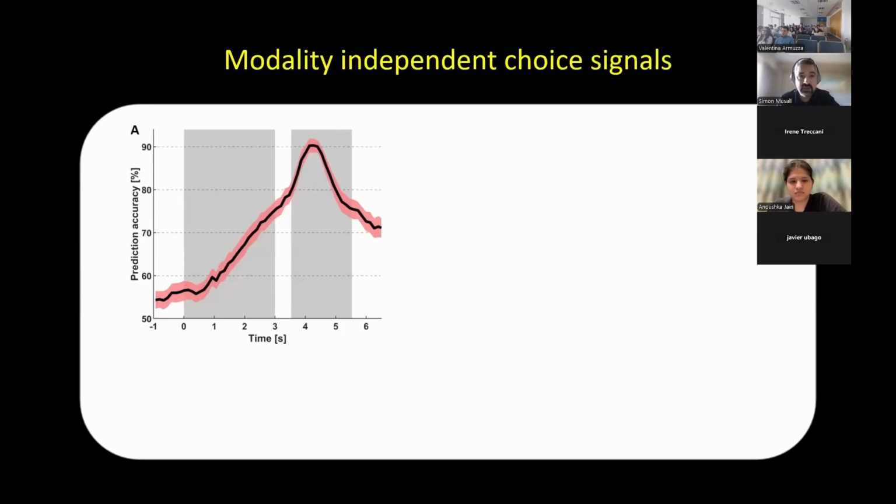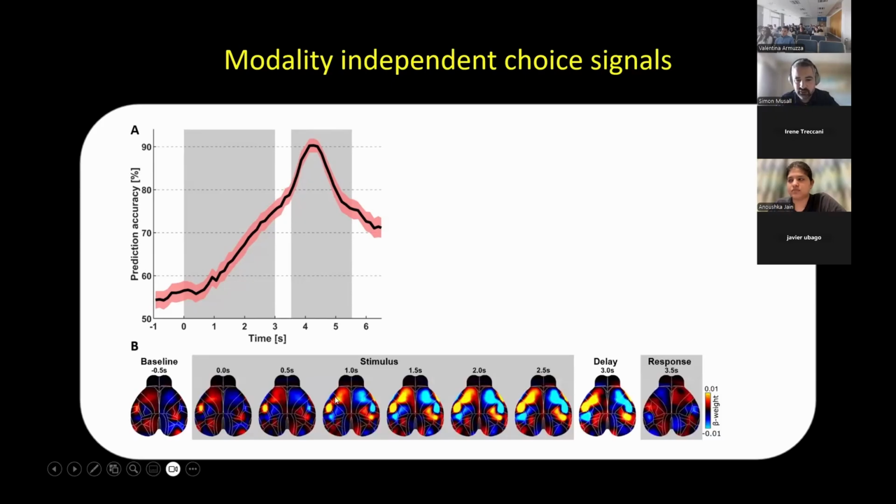And so then we can again turn to choice signaling. So this is again the choice decoder, as I showed you earlier, which still has this ramping activity that increases over the time of the stimulus presentation. And we can look at the weights.